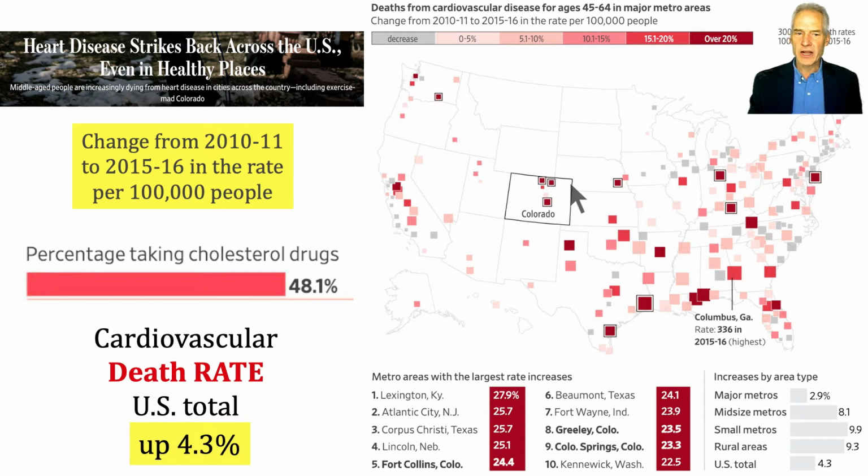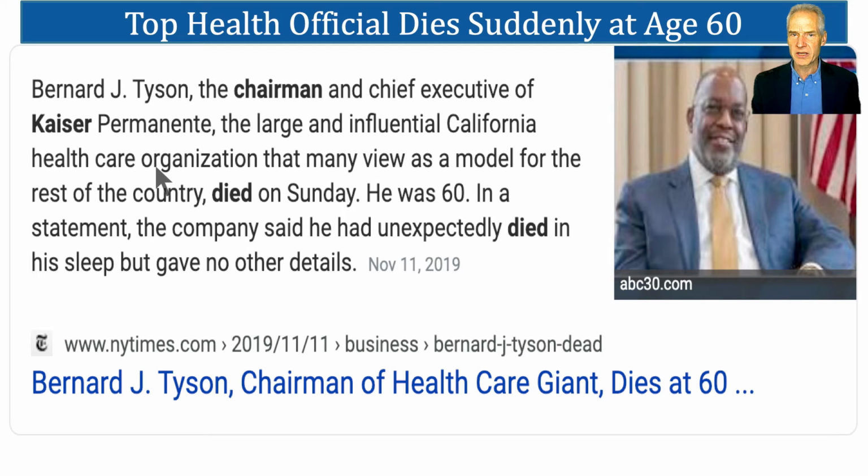If we look at it, the cardiovascular death rate in the U.S. as a total is up by 4.3% from 2010-11 to 2015-16. That's a significant increase. And if we're doing the right things, we'd expect that mortality rate for cardiovascular diseases and other diseases as well to be going down, but they're not. So let's look a little more deeply into this.